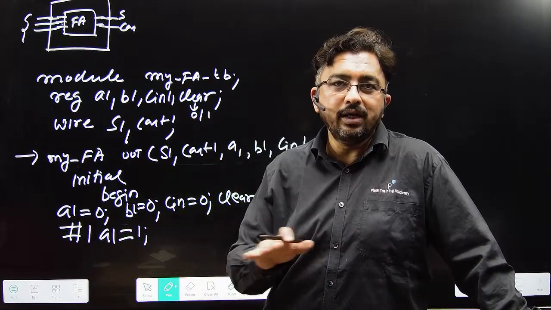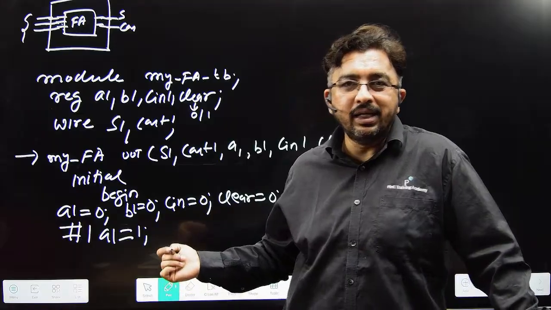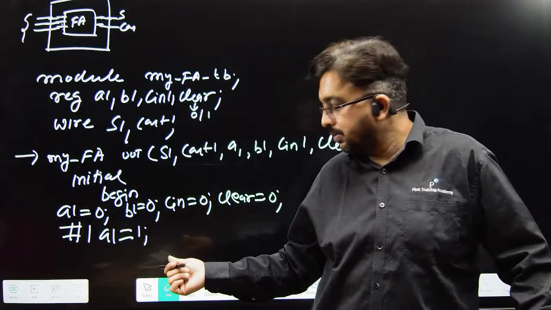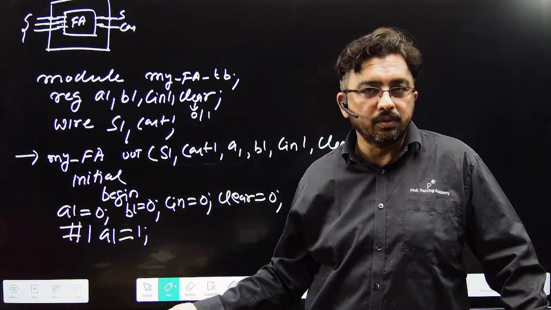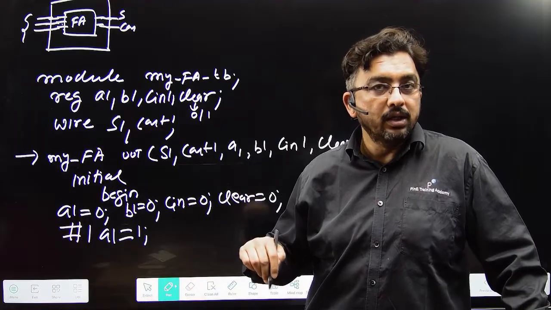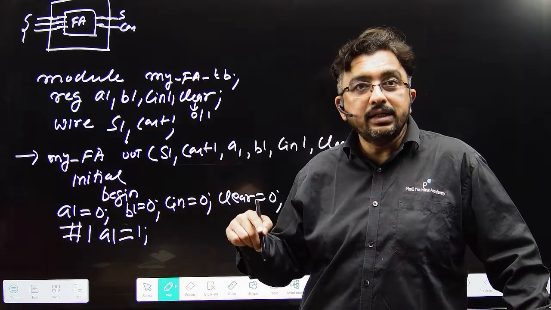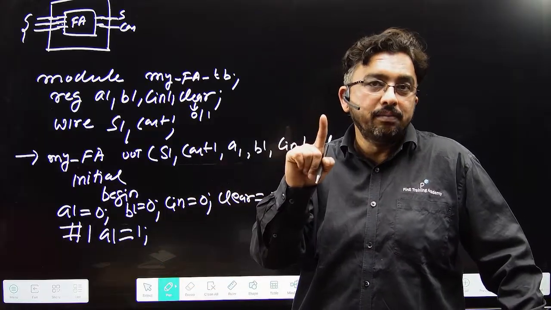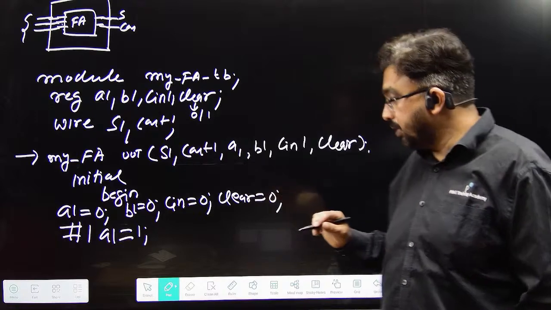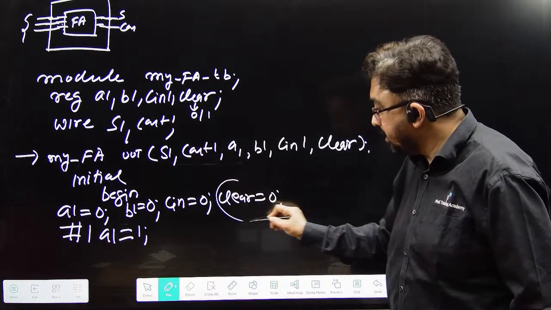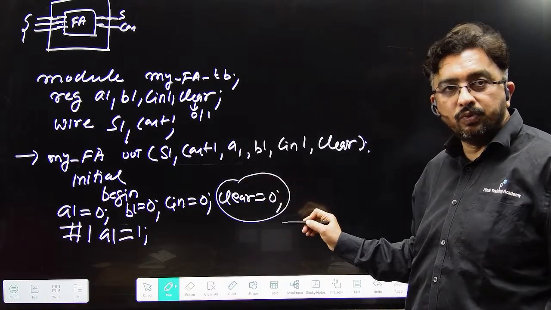What will the output be at that time, if I keep the value of clear at 0 and change the value of A? The output should be 0, because in any case if the output is 1, that is called a bug. Why? Because we have not changed the value of clear from 0 to 1.